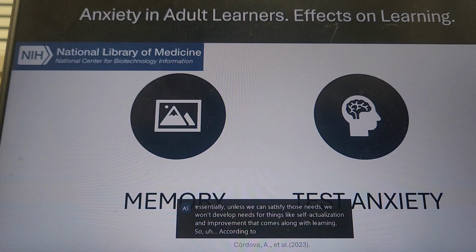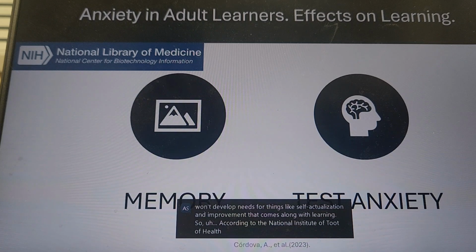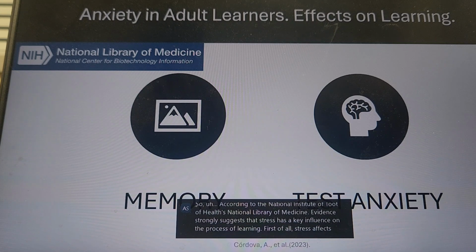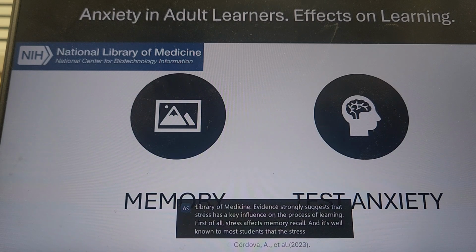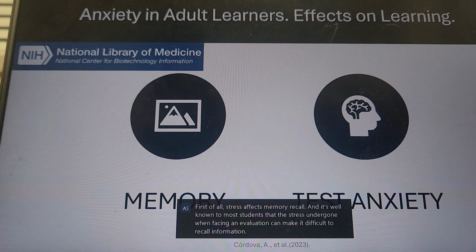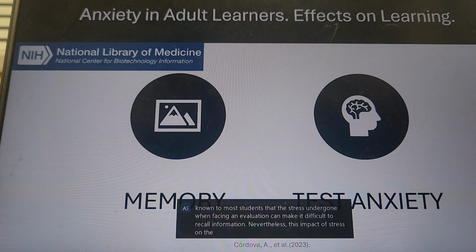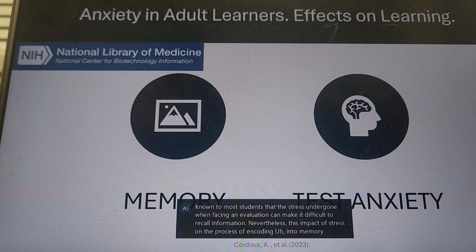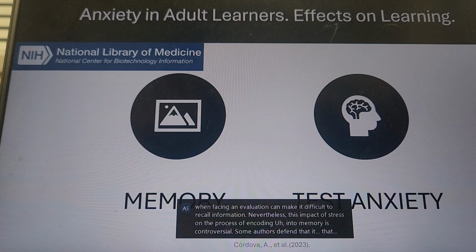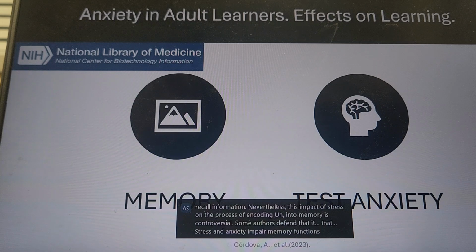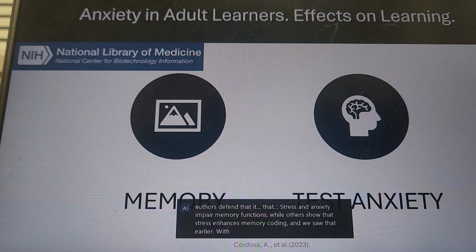So, according to the National Institutes of Health's National Library of Medicine, evidence strongly suggests that stress has a key influence on the process of learning. First of all, stress affects memory recall, and it's well known to most students that the stress undergone when facing an evaluation can make it difficult to recall information. Nevertheless, this impact of stress on the process of encoding into memory is controversial. Some authors defend that stress and anxiety impair memory functions, while others show that stress enhances memory coding. And we saw that earlier with Visu-Petra and their colleagues.